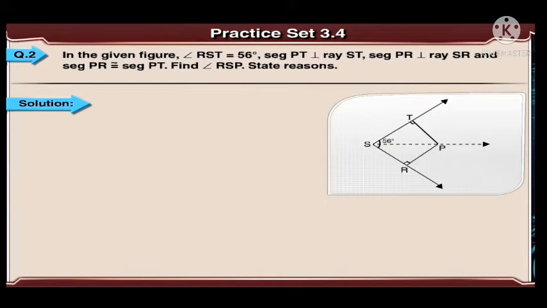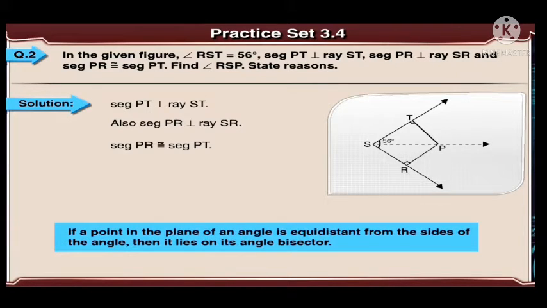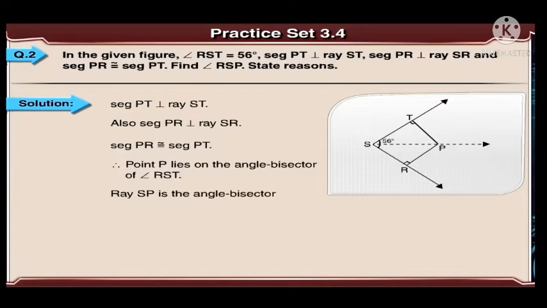Solution. In the figure, segment PT is perpendicular to ray ST. Also, segment PR is perpendicular to ray SR. Segment PR is congruent to segment PT. We know that if a point in the plane of an angle is equidistant from the sides of the angle, then it lies on the angle bisector. Therefore, point P lies on the angle bisector of angle RST. Hence, ray SP is the angle bisector of angle RST.